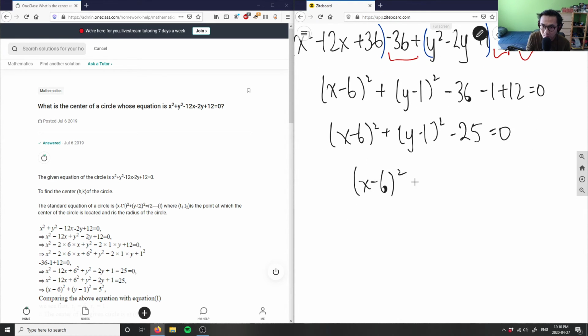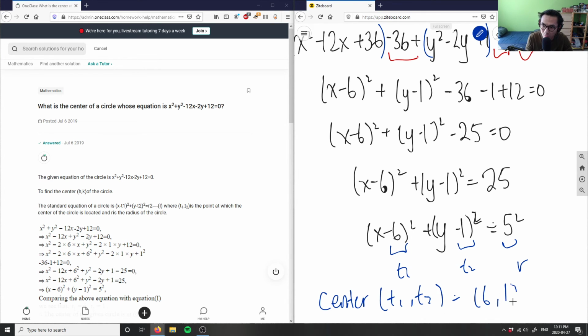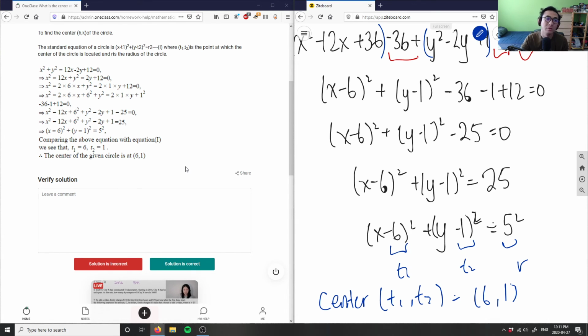And then finally, I can move the 0 to the other side, and I would get x minus 6 squared plus y minus 1 squared equals positive 25 here, or I can rewrite that as 5 squared here. So my radius here I know is 5, and the center of my circle is 6 and 1. It's just simply taking T1 and T2, right? This is T1 and T2 here. This is my radius. The center of the circle is T1 comma T2 in this case, which is 6 and 1 here. So the center of the circle, therefore, is 6 and 1.